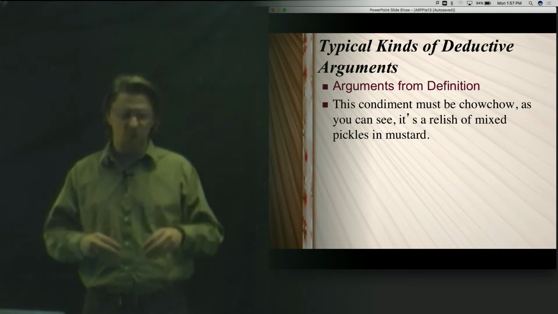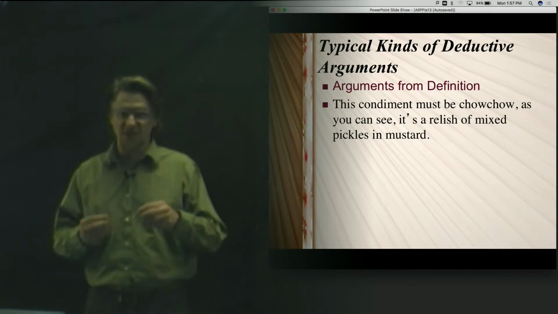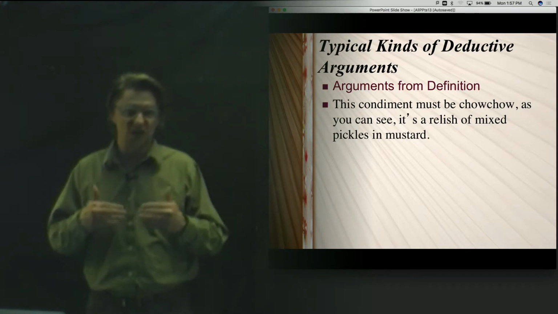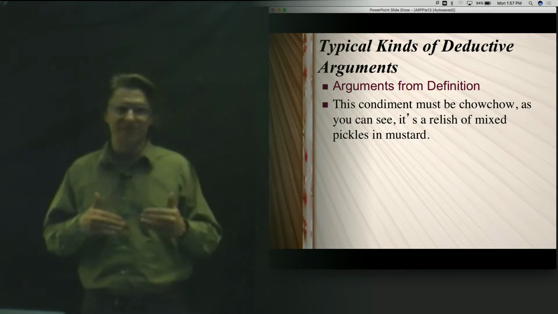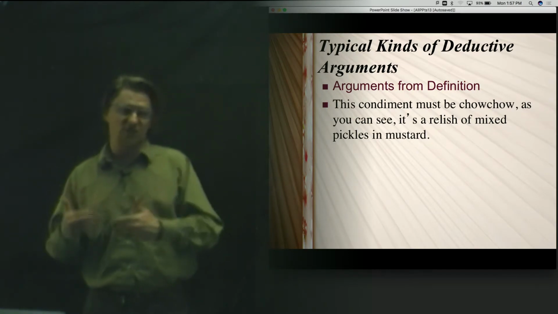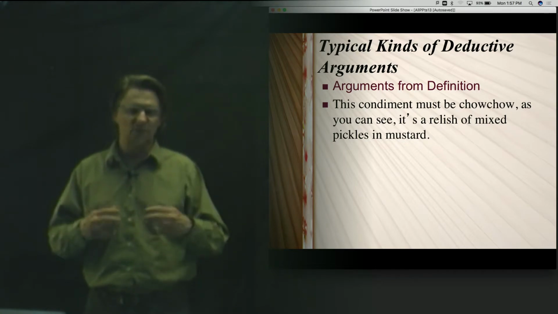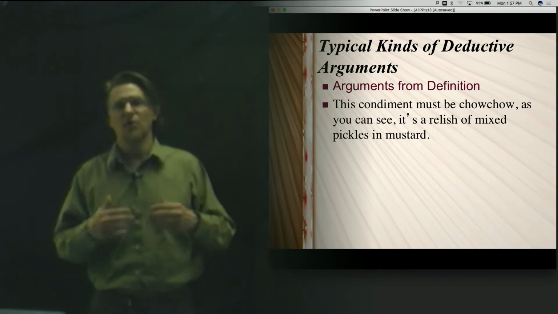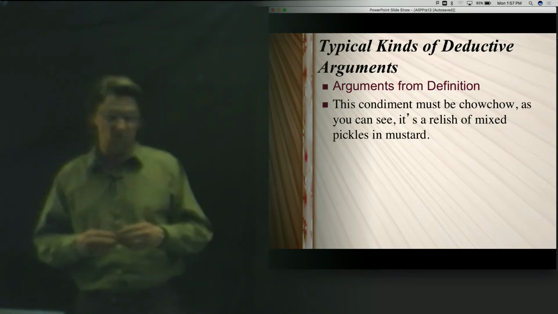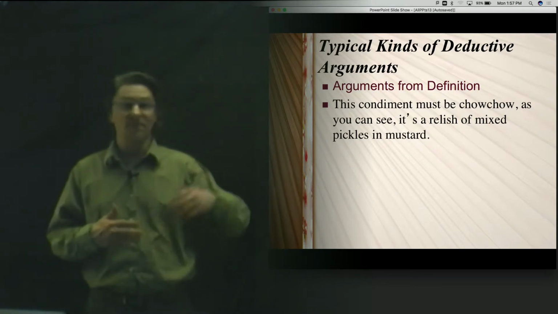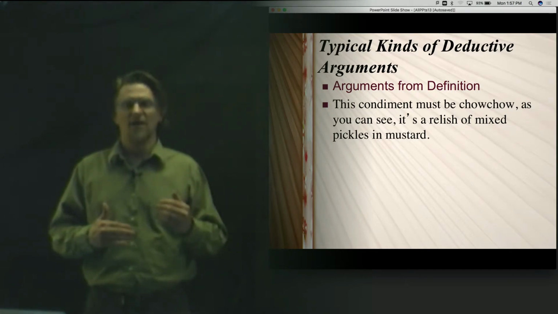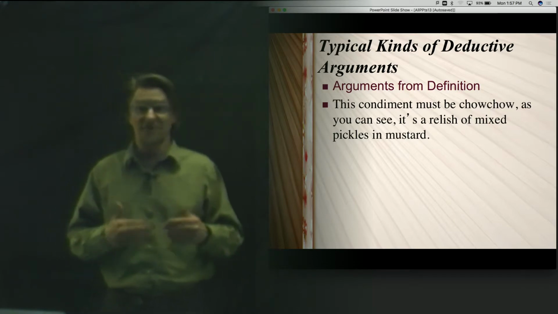And why do I believe that? Well, I can see that it's a relish of mixed pickles and mustard, and so by definition, a relish of mixed pickles and mustard will be chow chow. And so if that's what the definition says, anytime we come to a conclusion based on what the definition of a word is, we're talking about a deductive argument. It's not like sometimes a relish of mixed pickles and mustard will be chow chow, and sometimes it'll be something else. It's just that if it meets those criteria, apparently, right, you can look it up yourself, that will mean that it is chow chow.